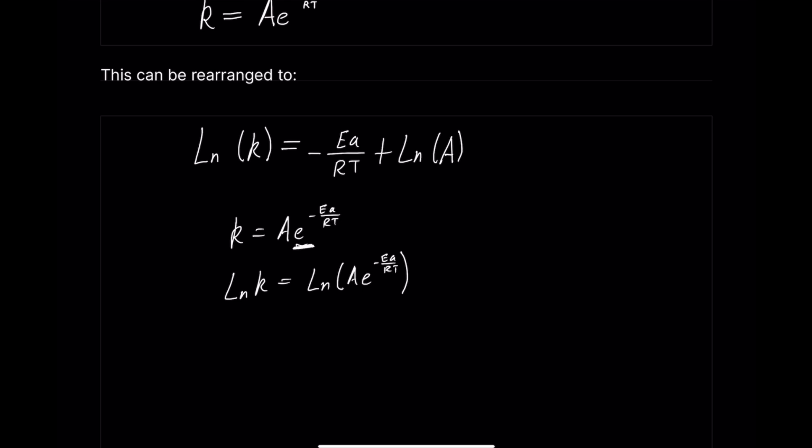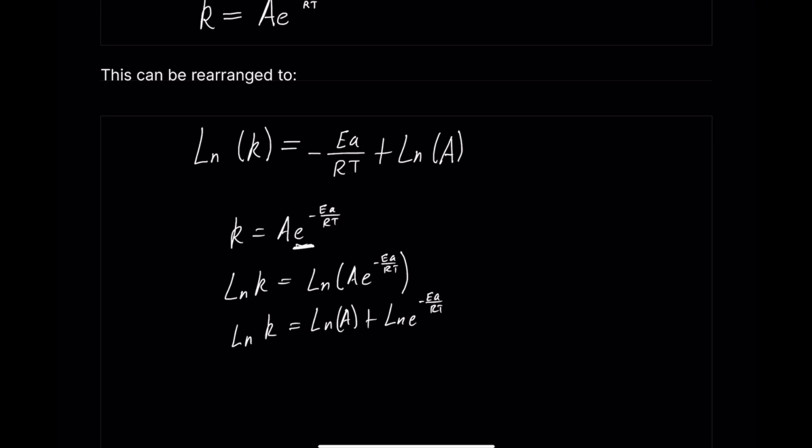What you have to understand here when you're doing natural logs, I'm not going to do a video on natural logs because there are probably better maths teachers that can explain it to you. I'm not really bothered about doing that right now. But what I would just say is that if you know natural logs, when you multiply two things inside a natural log, it's the same as adding them. So it's the same as doing ln A plus ln e to the power of minus Ea over RT.